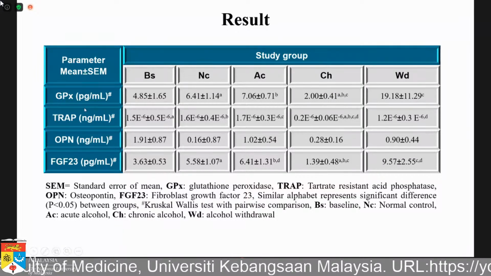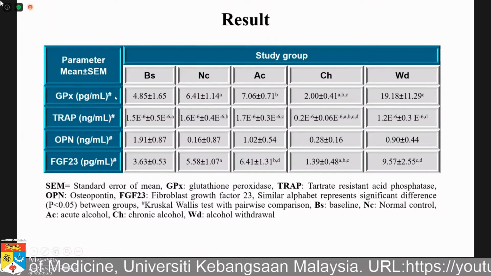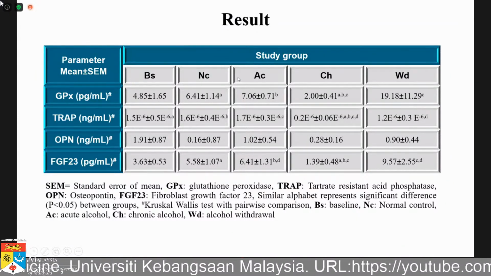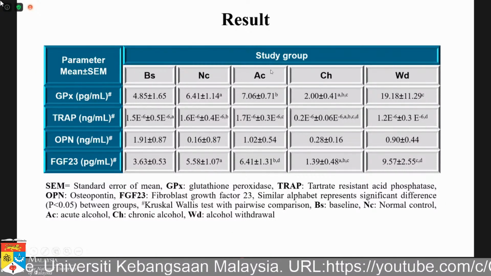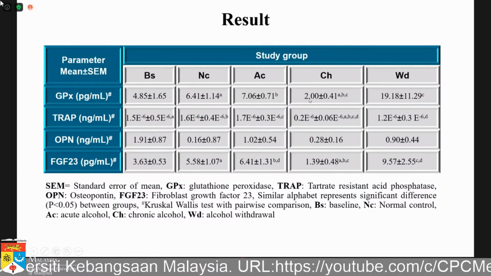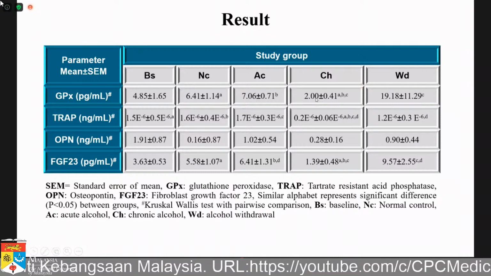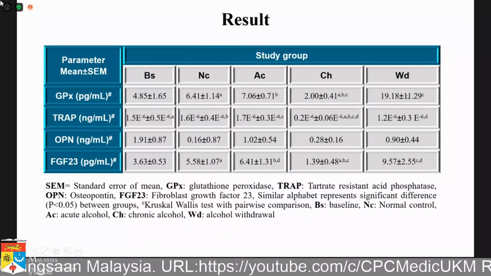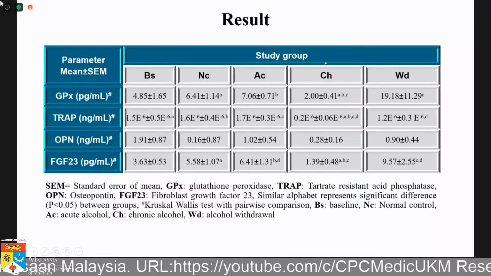All right, so in glutathione peroxidase, what we could observe here is a slight increment in the acute alcohol group, and subsequently after chronic alcohol administration, the levels of glutathione peroxidase decrease, and after abstinence, the levels are restored, and even higher as compared to baseline and normal.